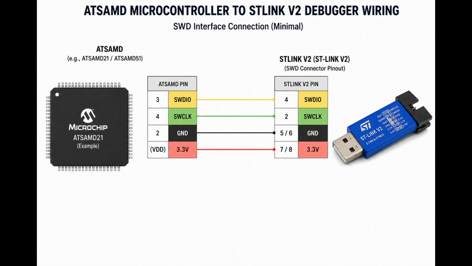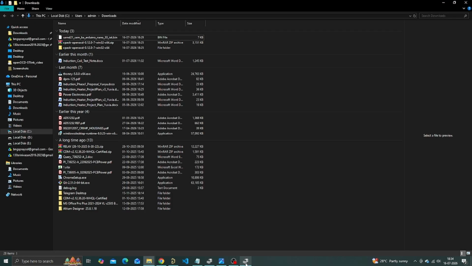This is the wiring. This is how you need to connect the ST-link debugger and the SAMD board. This interface is serial wire debug. If you want, you can pause the video and note it down. Let's go to the video.